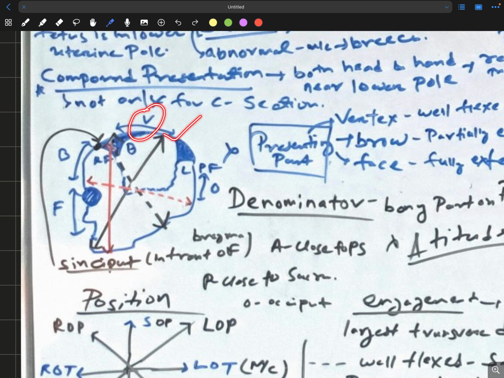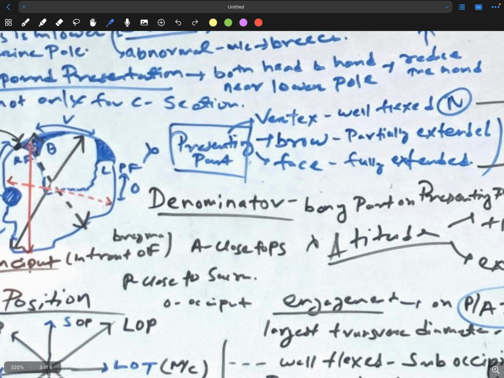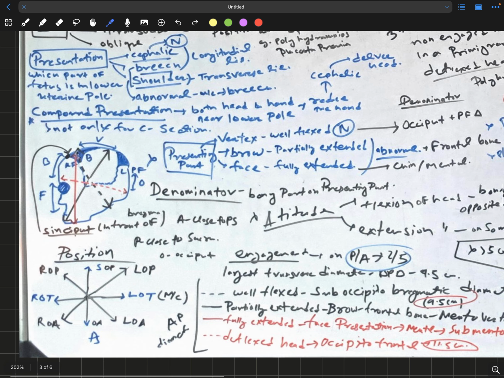Vertex is a normal presentation. Okay, so the presenting part we have is vertex. When will we see vertex? Vertex is seen in a well flexed head. When the head is well flexed, then we see the vertex presentation.